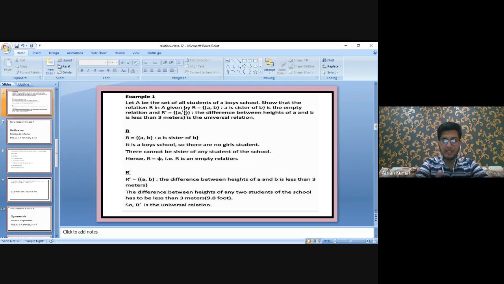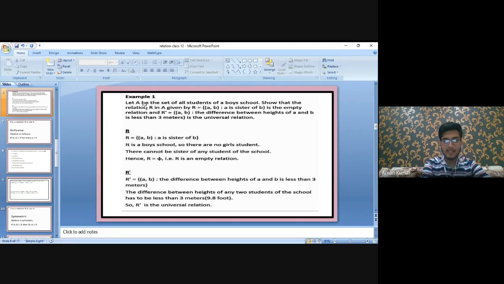Show that the relation R in A, how R is defined. R in A means R from A to A, given by R is equal to the set of ordered pairs (A, B) such that A is sister of B. So they are saying the set of ordered pairs (A, B) where A is sister of B.